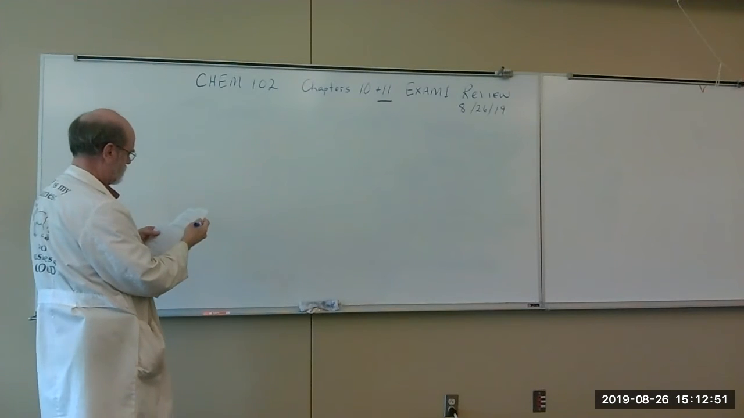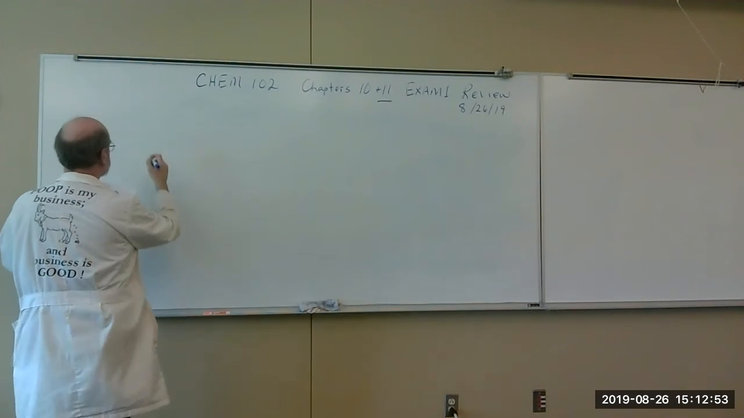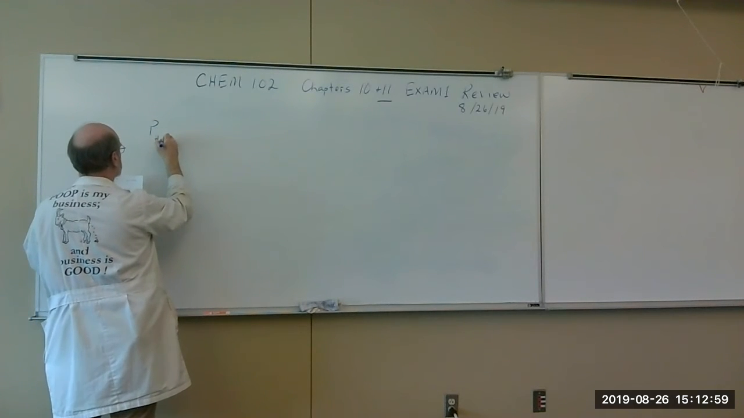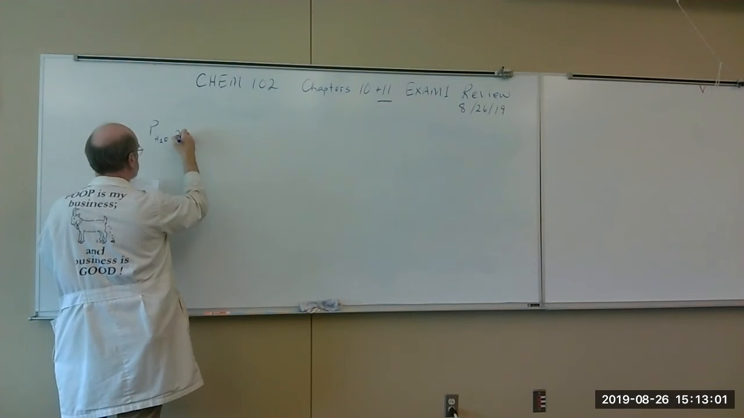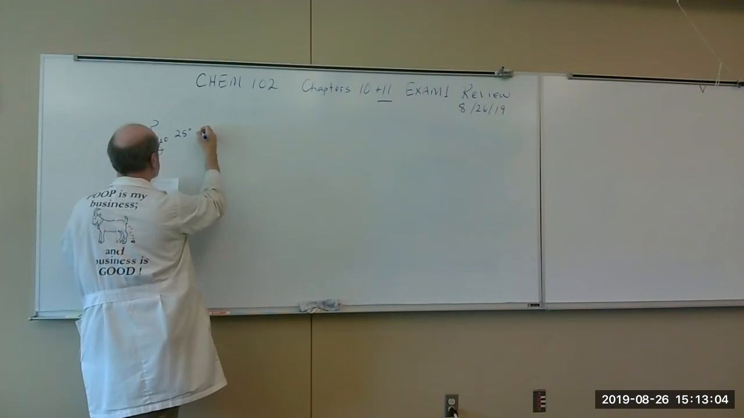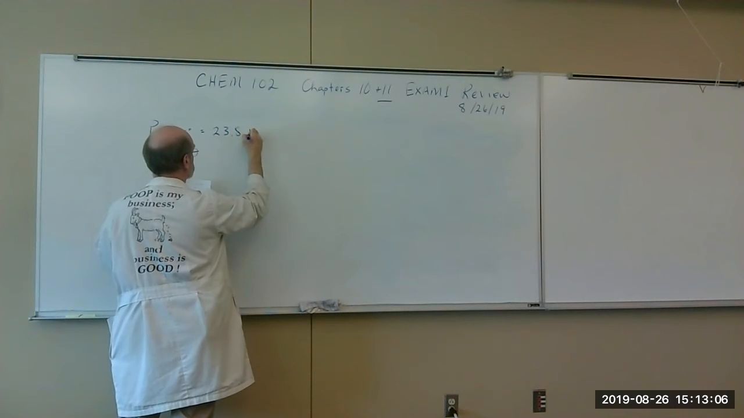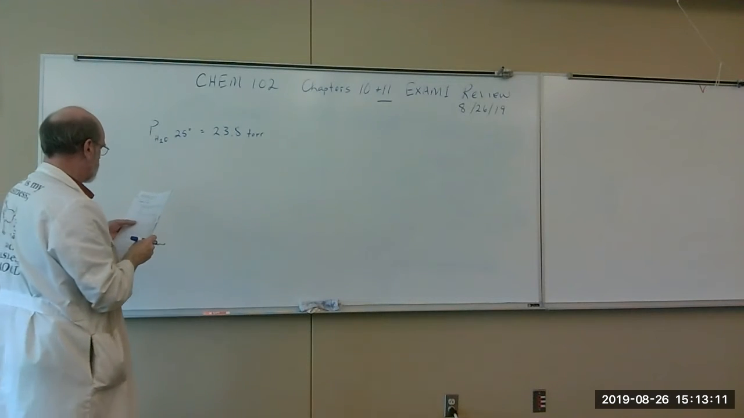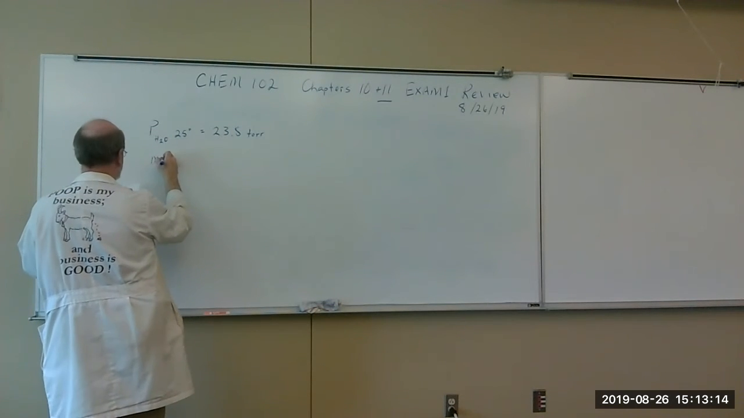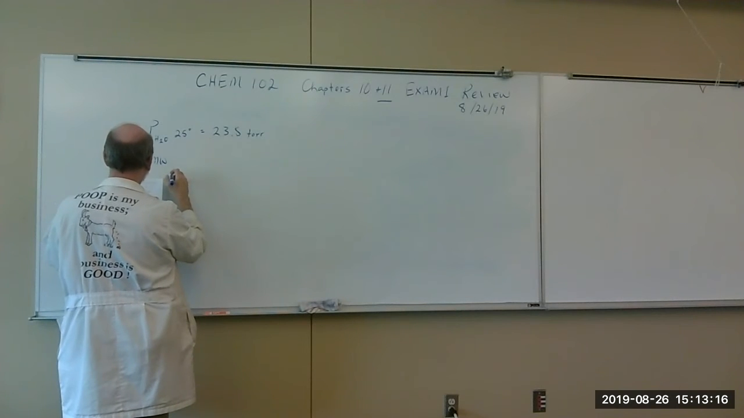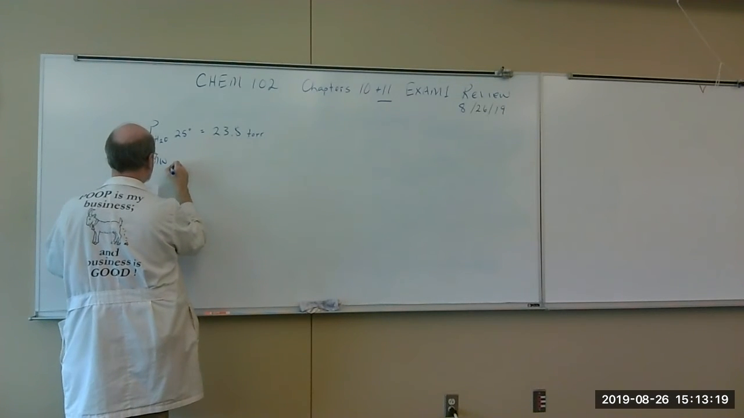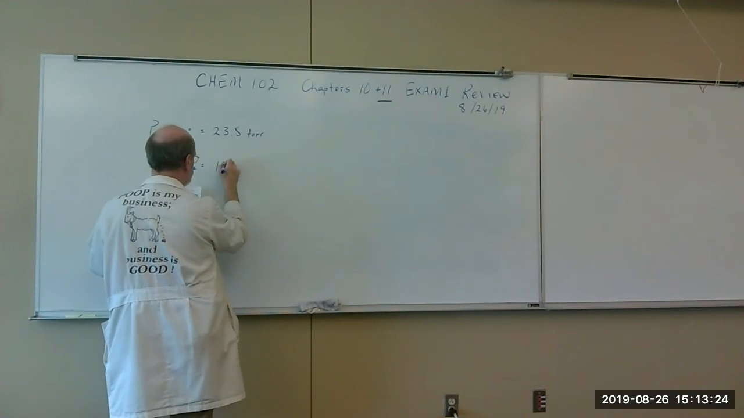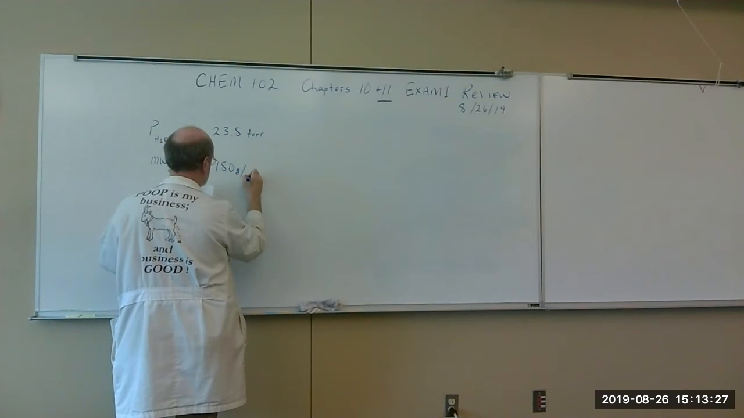Given the vapor pressure of water at 25 degrees is equal to 23.8 torr. Okay? The molar mass of glucose is equal to 180 grams. Oh, that's given.